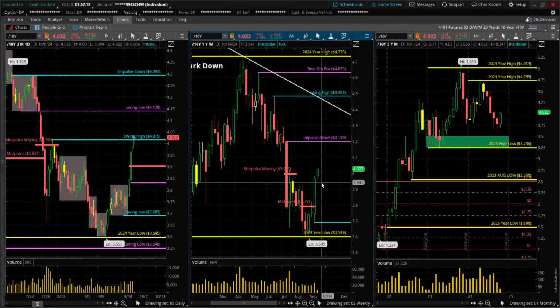Weekly chart broke above the high of last week. That was an impulse move down. Potential target on the upside. Big bullish candle last week on the yields.